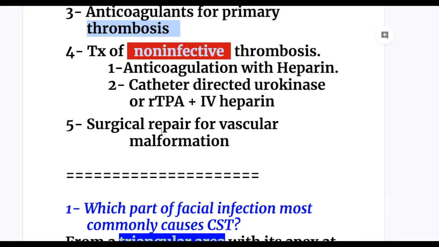Now treatment of the non-infective thrombosis. Number 1, anticoagulation with heparin. Number 2, catheter directed urokinase or recombinant tissue plasminogen activator, RTPA, plus IV heparin are given in non-infective cases of cavernous sinus thrombosis. And number 5, surgical repair for vascular malformations.